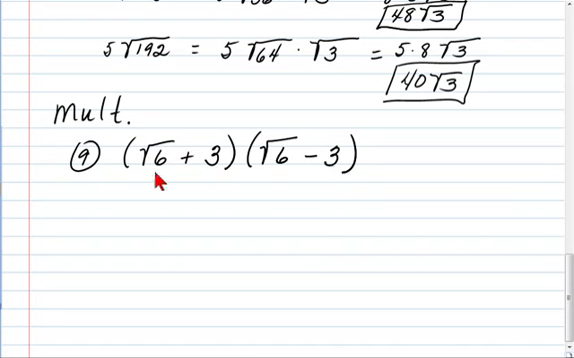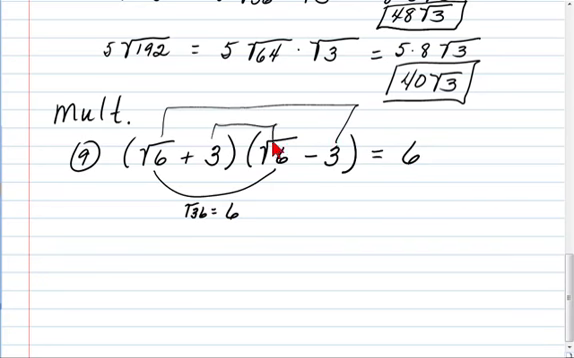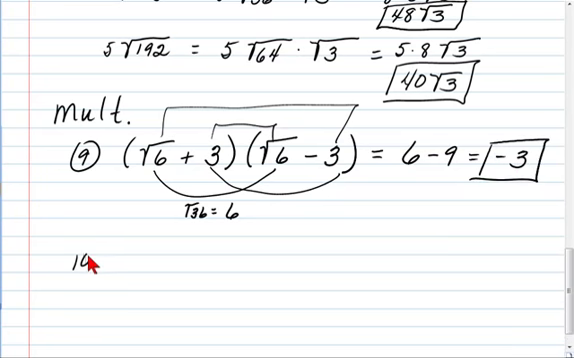So when I do FOIL, I'm going to multiply the first. Square root of 6 times square root of 6 gives you the square root of 36, which is back to 6. The radicand pops out. Outers and inners, it is not necessary for you to look at these because they will be opposites. So then I just multiply the last. That gives me negative 9. Final answer is negative 3. The product of conjugates is always real.